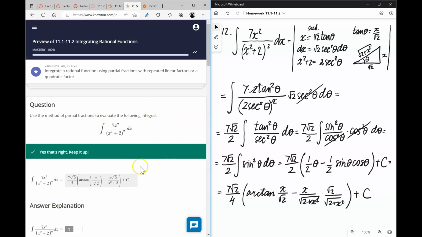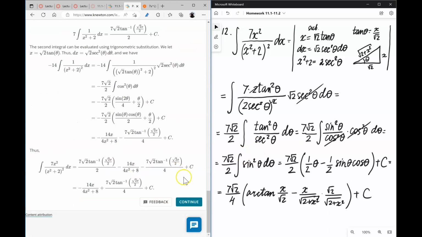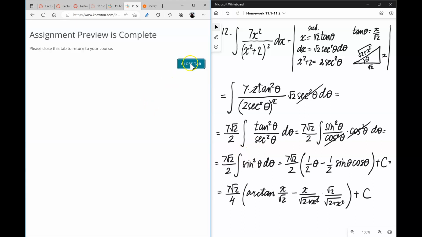and this is done. So this was a long homework, but it was for 2 lessons, 11.1 and 11.2. If you have any questions about using partial fraction decomposition or in general how to integrate a rational function, please feel free to reach out.